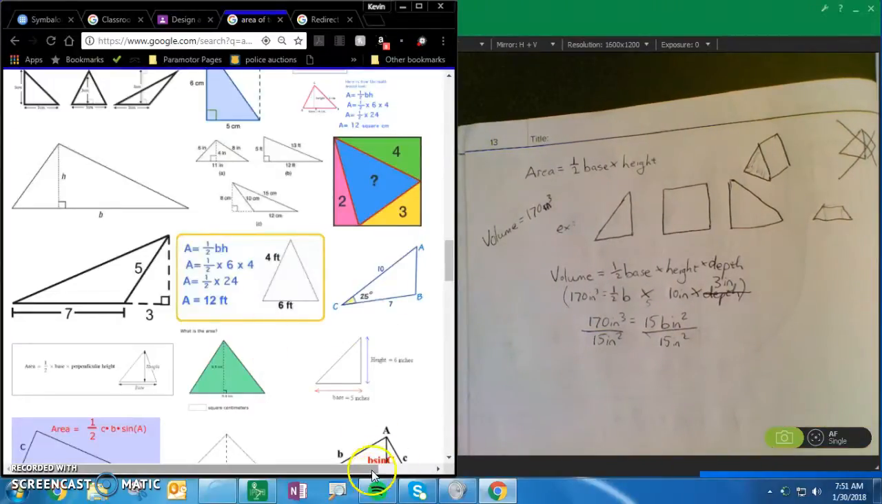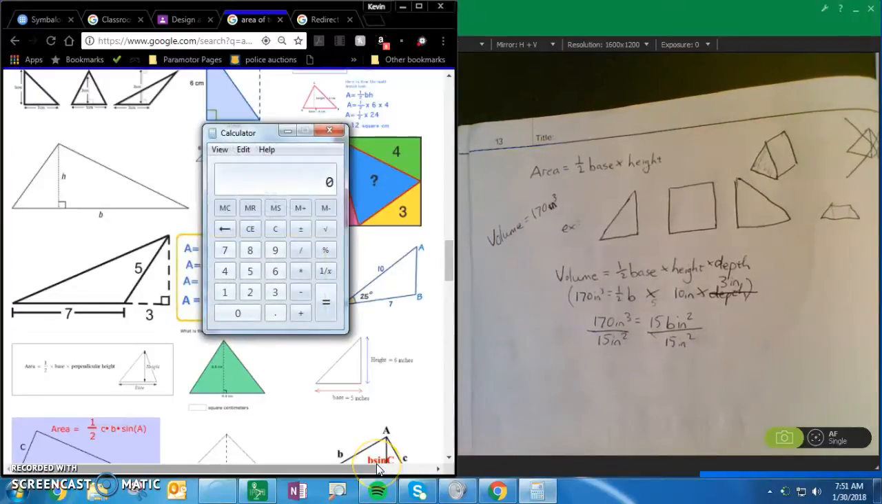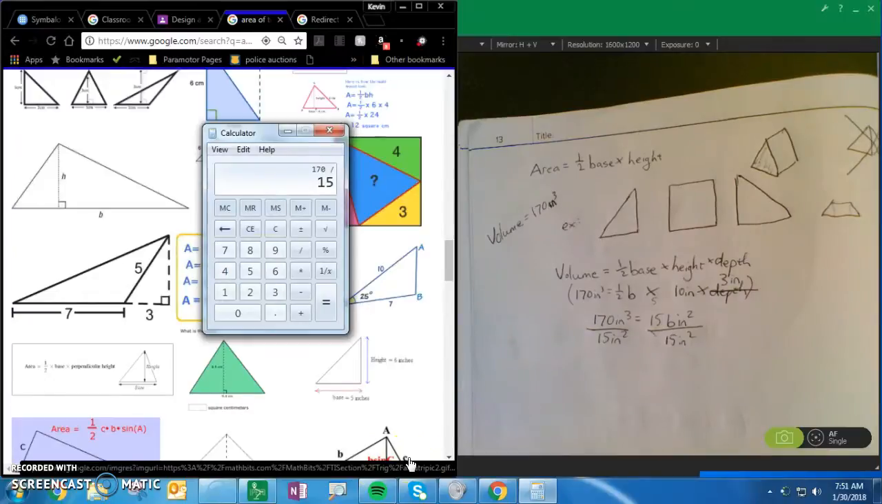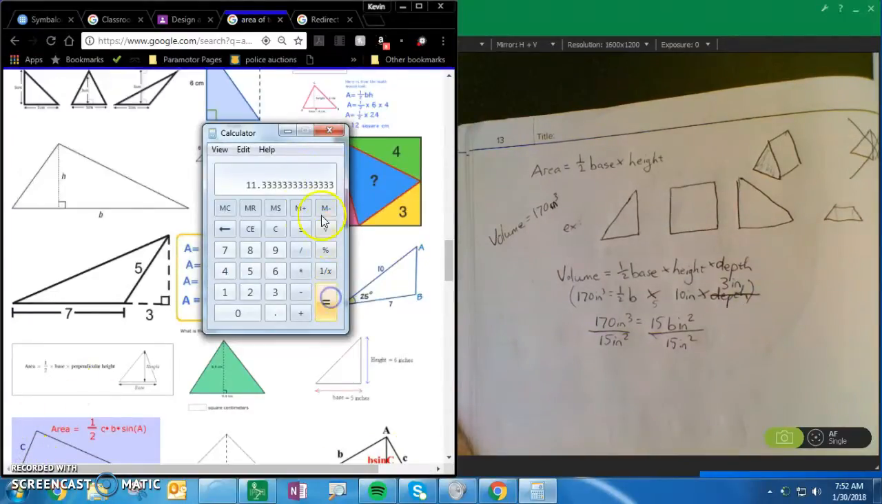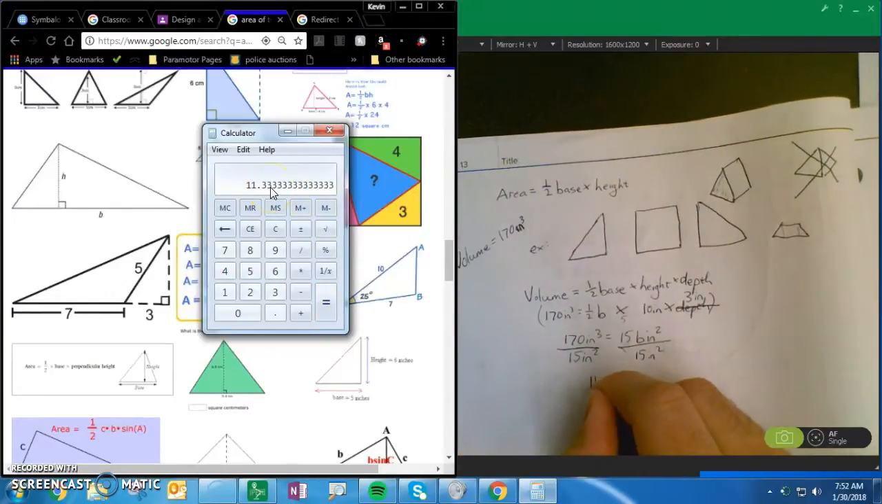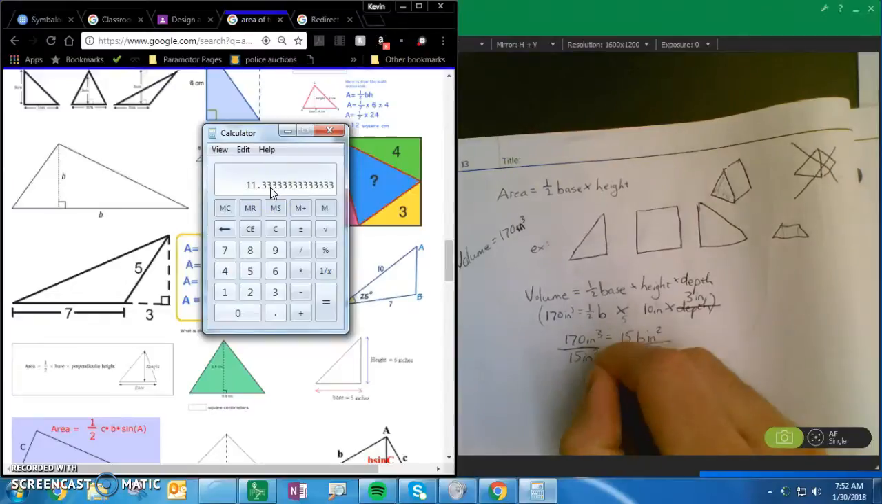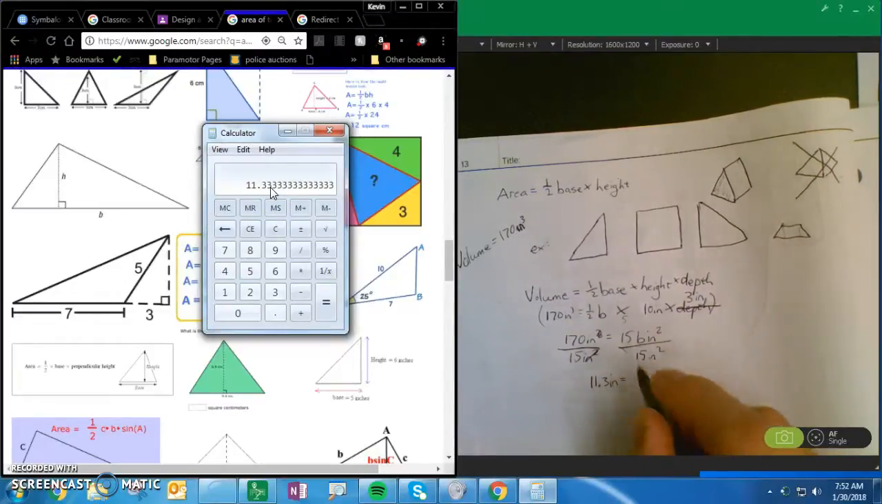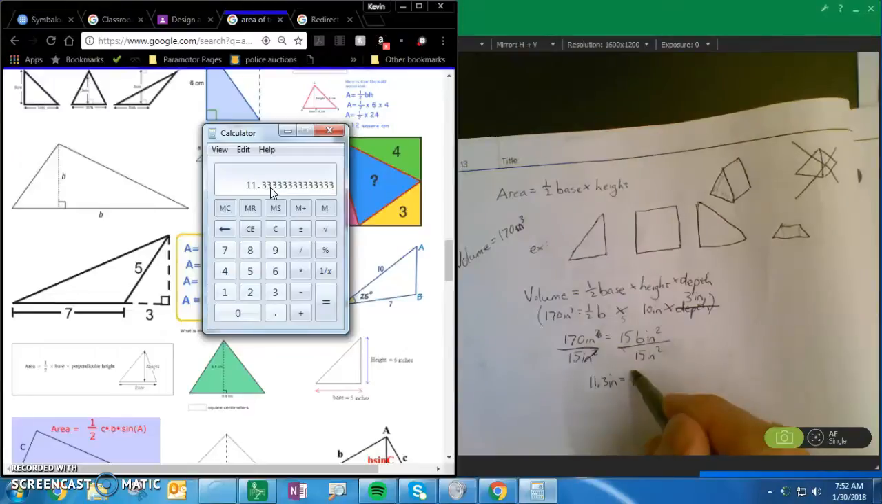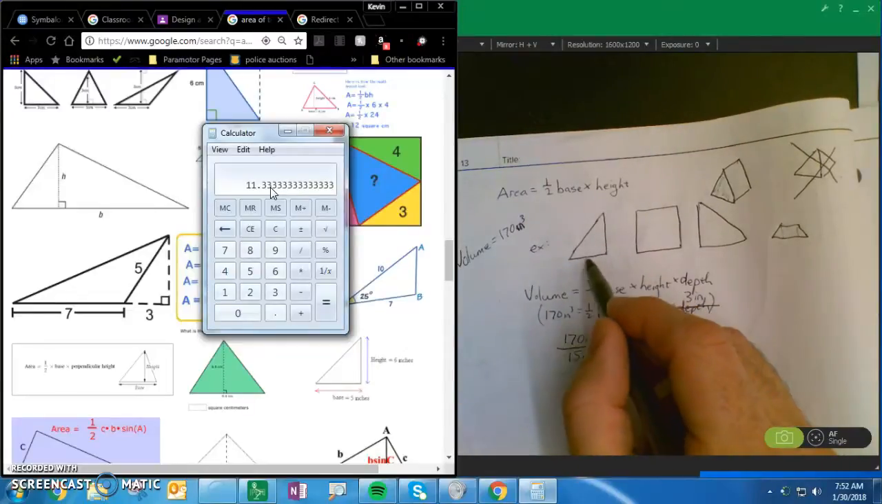So I get out my calculator, and you'll see 170 divided by 15, and once you divide these out, it's going to equal 11.3. Get rid of 2 inches, so there's still 1 inch. Inches equals the base. So the base, we know, is 11.3 inches.